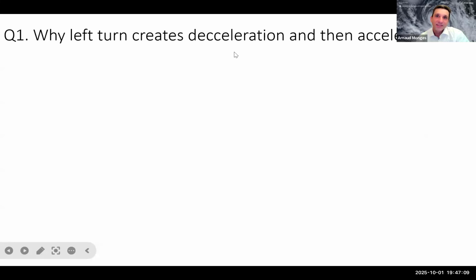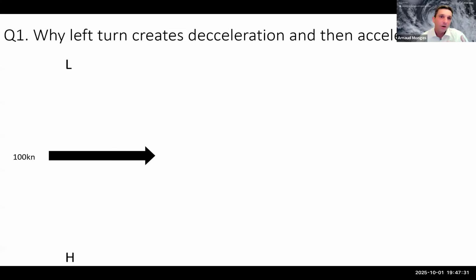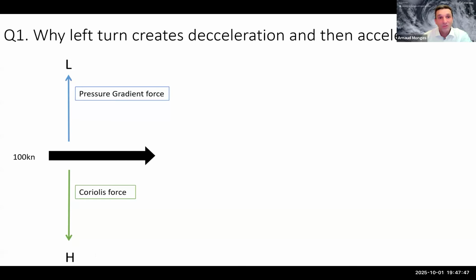So why does the left turn create deceleration at the entrance? Here I'm taking the jet stream. At the top of the atmosphere, the low pressure is to the north, the high pressure is to the south. The jet stream is going in a straight line at 100 knots. There is equilibrium. At this altitude, there are just two forces. The first force is the pressure gradient, directed from the high pressure, and the second is the Coriolis force, which is deflecting to the right in the northern hemisphere. And there is a balance, and my air is moving happily in a straight line at 100 knots.